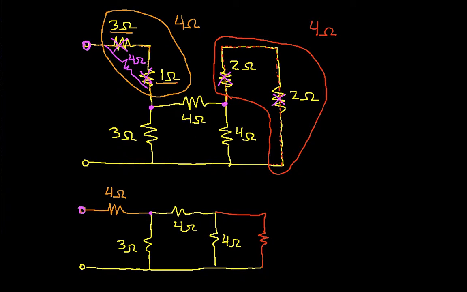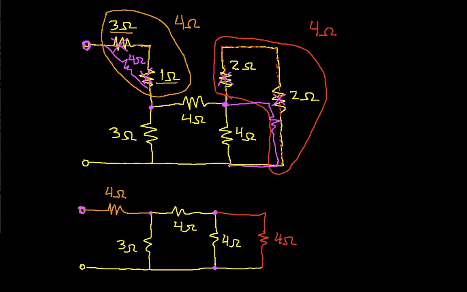I have replaced the 2 ohm in series with the 2 ohm with a single 4 ohm resistor. So you can see that it goes from this junction down to here. And if you look carefully, I go from this junction down to here. And I forgot to say that this is 4 ohms.